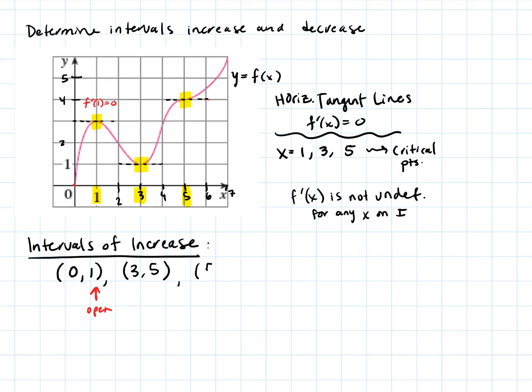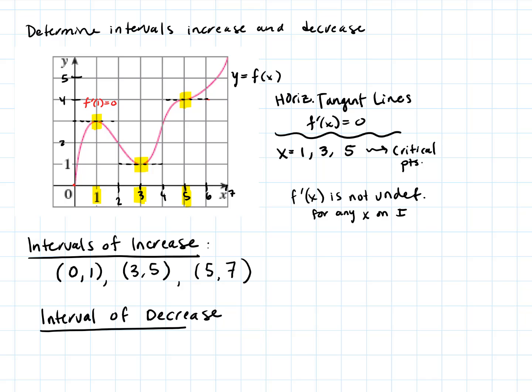Then we're increasing again because after 5 we don't start to decrease, right? If the slope went negative, we'd be going down. We're actually continuing to increase. So from 5 to 7 we're increasing. So those are the intervals of increase. And then the intervals, actually there's only one, of decrease.